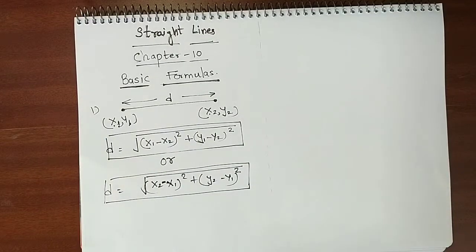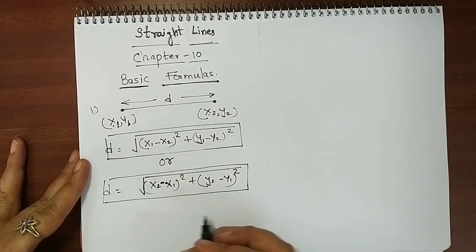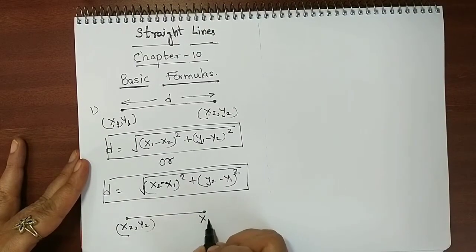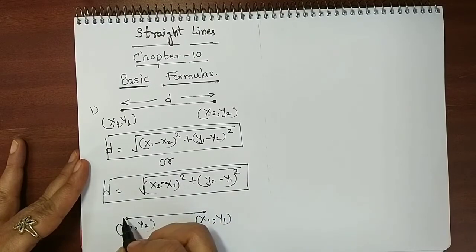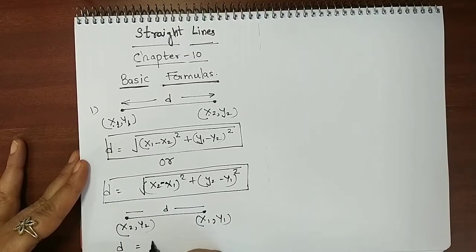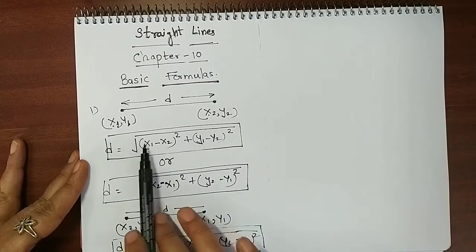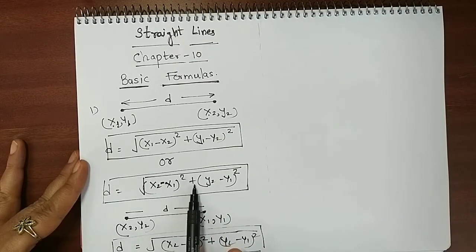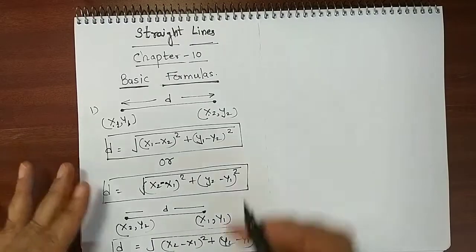Okay, one more thing, some students think, can we take this as the second point x2 y2 and this as x1 y1? Yes guys, that is also possible. Even then you can find the distance. So the distance between these 2 points will now be square root of (x2 minus x1) square plus (y2 minus y1) square. Either you use x1 minus x2 square plus y1 minus y2 square under root, or x2 minus x1 square plus y2 minus y1 square under root. It gives the same answer.